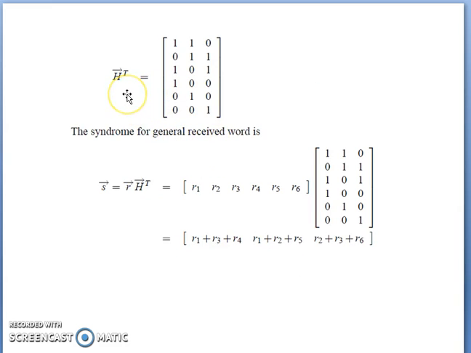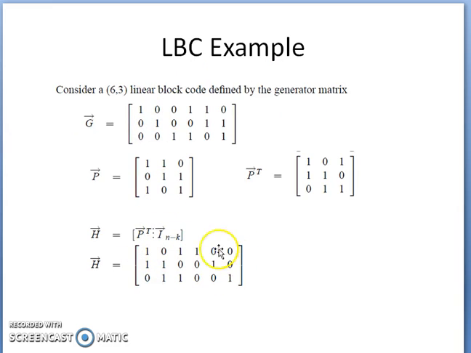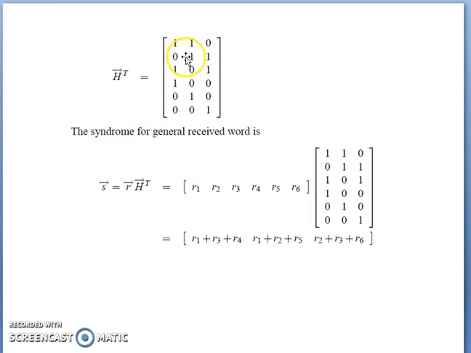For that you should know H transpose. How is H transpose obtained? By using H. H is already determined. H has P transpose as the first part and the identity matrix as the second part. Then rows are exchanged for columns to get H transpose.